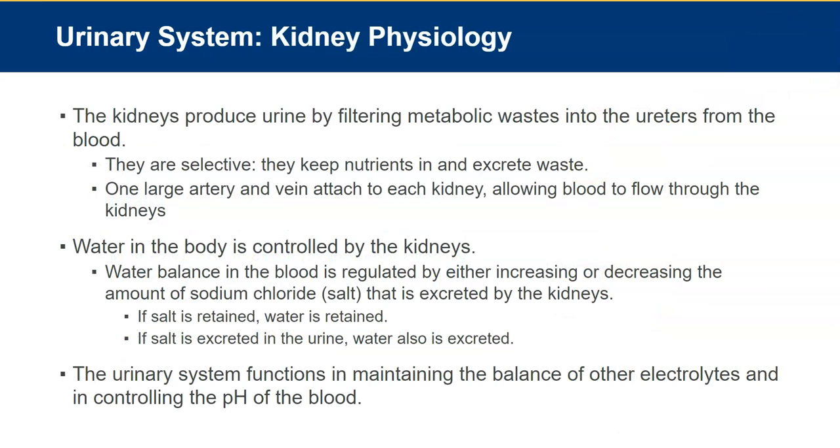Now, it's important to notice that artery and vein attached to each kidney, blood can enter, be filtered, and then exit. And the kidneys are selective in terms of allowing nutrients to enter and exit with no change, but only collecting the waste. Water in the body is also controlled by the kidneys, and that's going to be tied somewhat to the salt concentration that we have in the bloodstream as well. Now, we can also maintain the balance of other electrolytes and the pH of the blood through the urinary system as well.